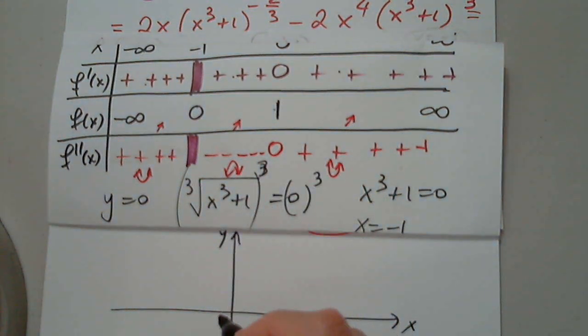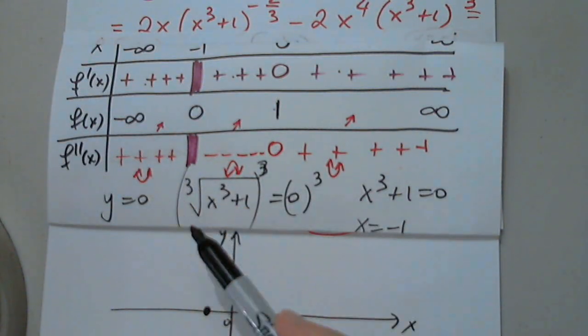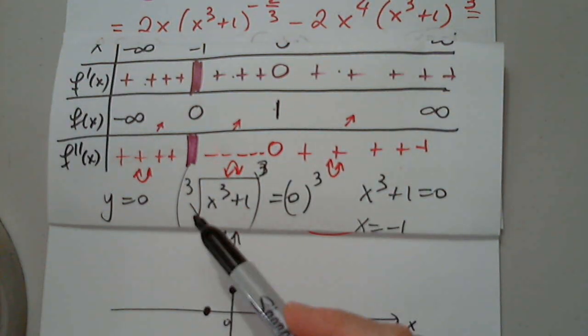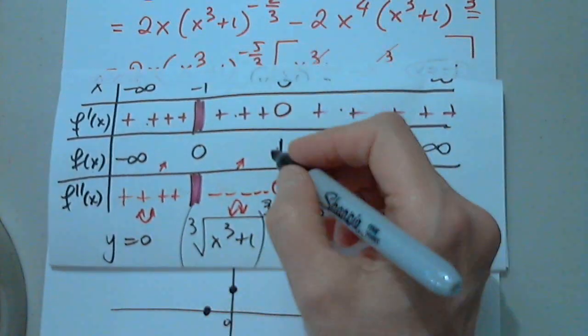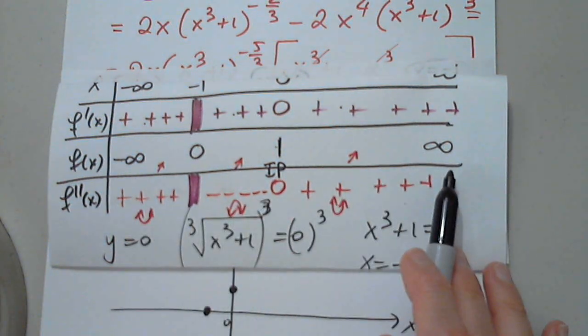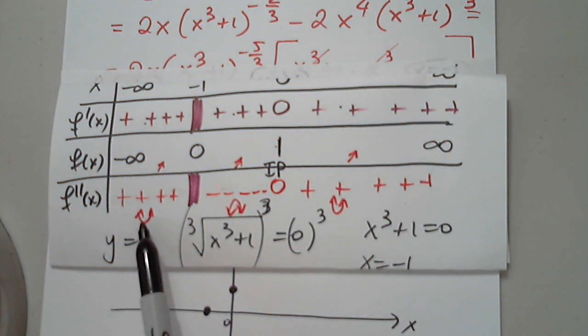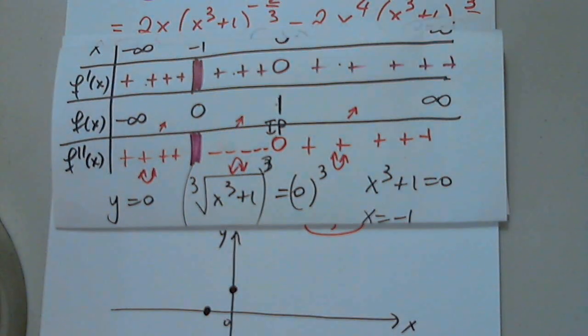So at negative 1, the function is 0. At 0, the function is 1. And now let's see. So here, okay, there is an inflection point here. There are no max or min. The function is increasing all the time. Opening up, we'll see in a moment, opening down and opening up. Okay, so that's what I have so far.